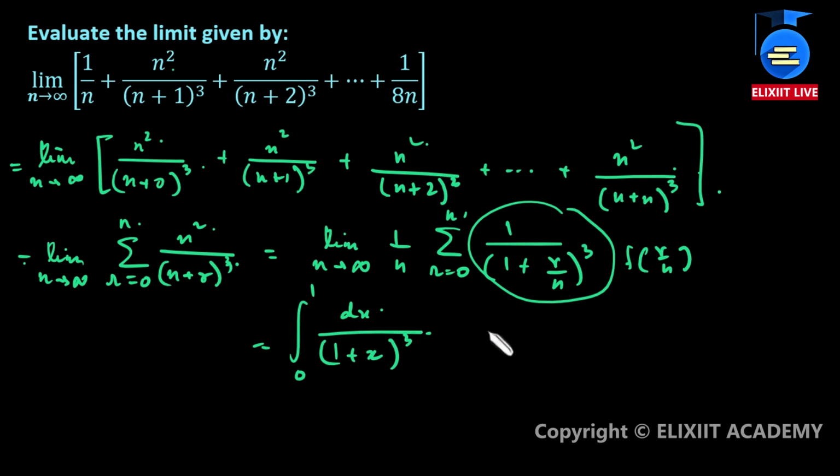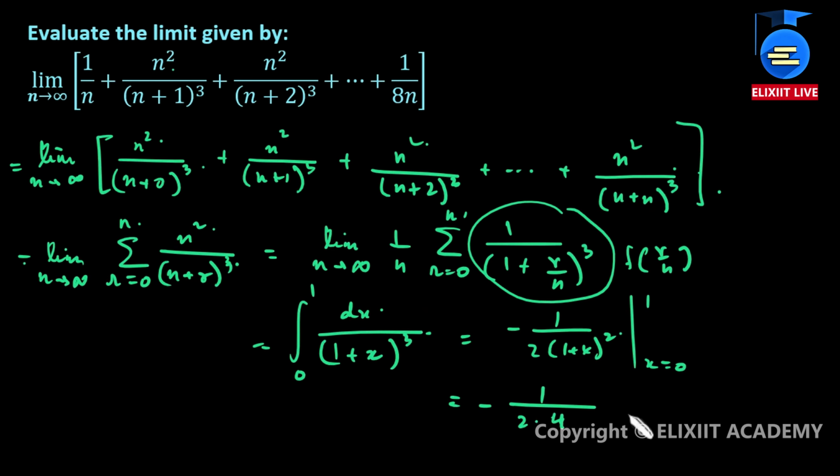So now this is easy, basic integration. This is how much? This is 1 plus x whole to the power minus 3. So that is basically minus 1 upon 2 times 1 plus x the whole square. The range of this integration goes from x is equals to 0 to 1. So you put this over here. If you put 1, what we get from here is minus 1 by 2 times 1 plus 1, so we have 2 square, that is 4, so minus 1 upon 2 times 4.